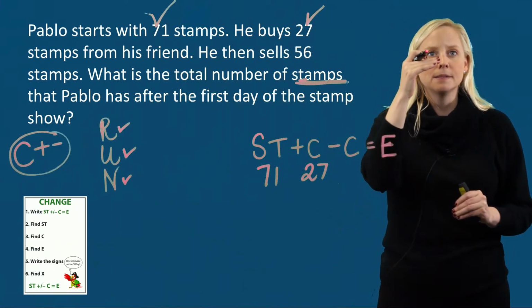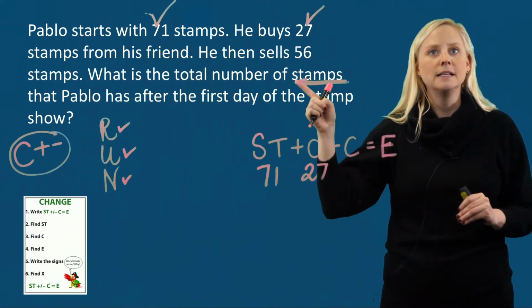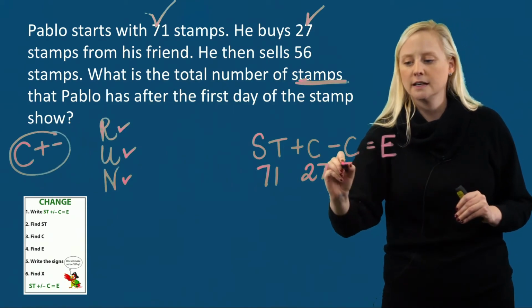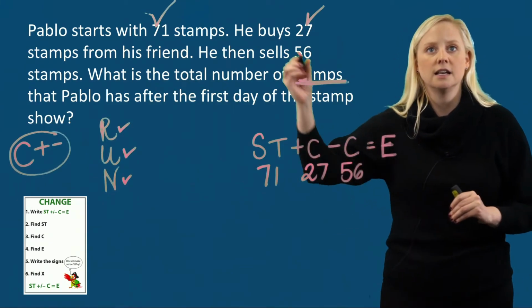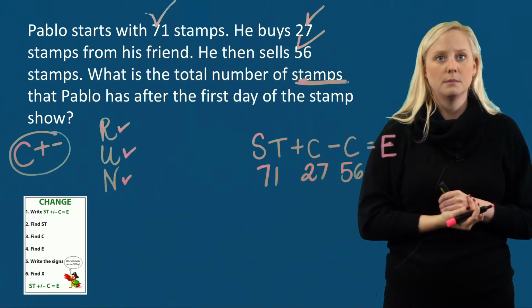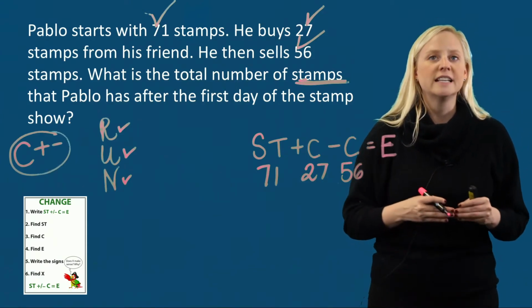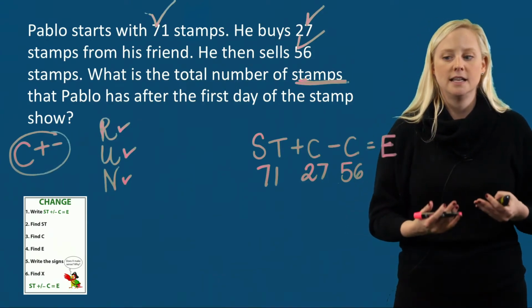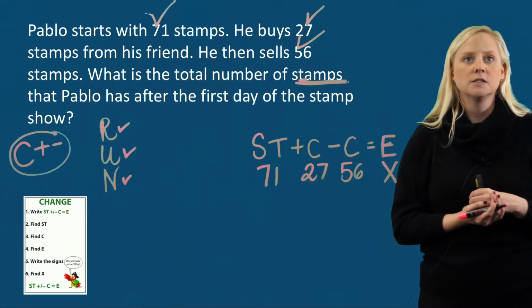The next thing that happens is he sells the stamps. We have a change decrease. How many stamps does he sell? He sells 56. That's my second change, so I'm going to put that under the second C. I'm again going to cross off my number to let me know that I've already used that number. Then I need to find my end amount. The question is asking how many stamps he has at the end of the day, so I don't know the end amount. Step 5 is to write the signs.